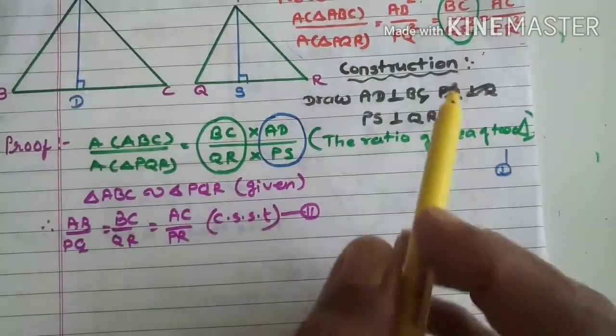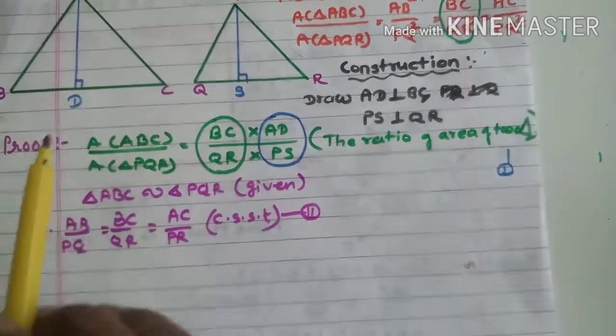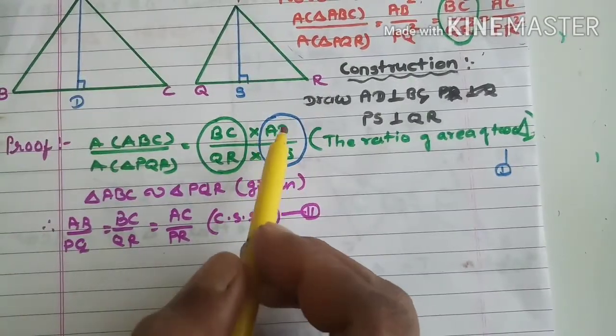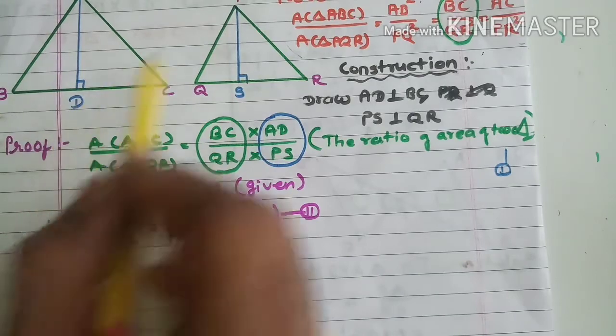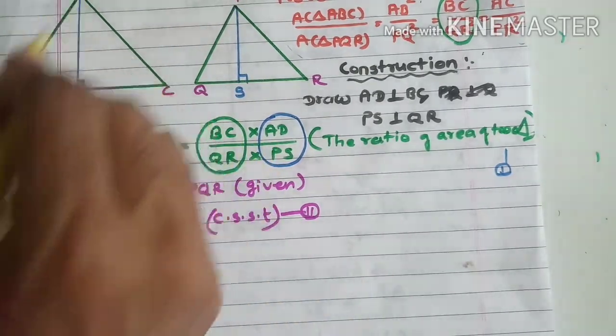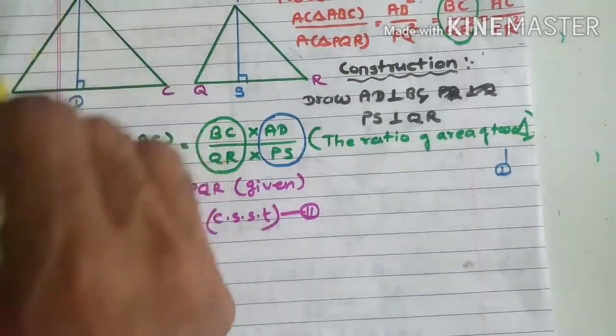Now we need AD upon PS is equal to BC upon QR. Where are these segments in the diagram? AD and PS. Okay, now we have triangle ABC similar to triangle PQR, the bigger one.